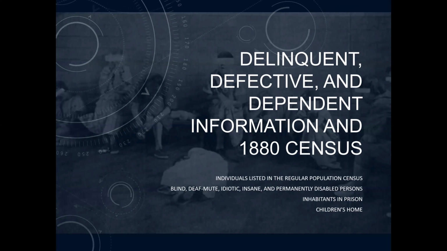Let's talk about delinquent and dependent information and the 1880 census. When we look at the regular federal population census, we notice that there are special columns. 1880 is a special census because you might be familiar with the manufacturing and the agricultural censuses, which are extended censuses from the federal population census. Agriculture and manufacturing are 1850 through 1910. The defective, delinquent, and dependent census information is 1880 only.